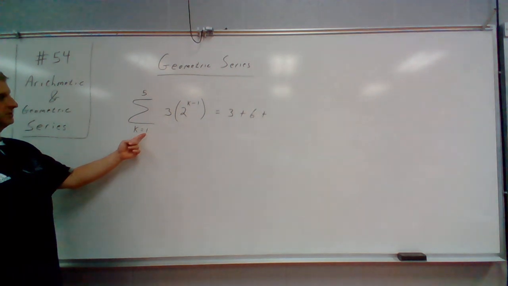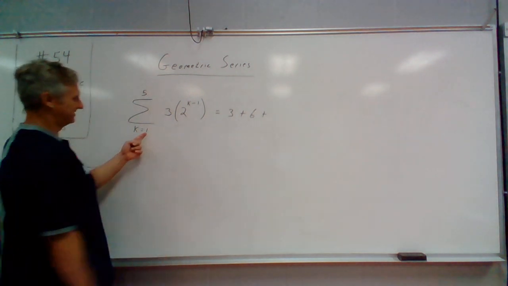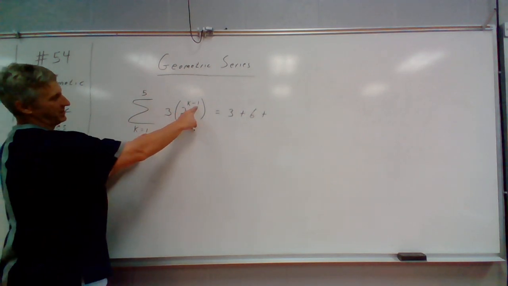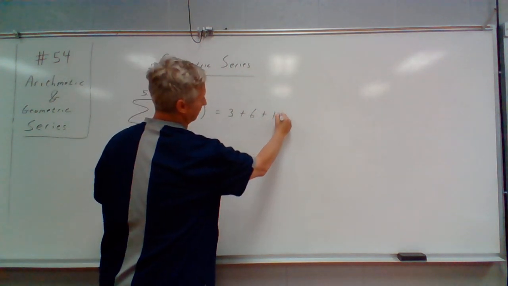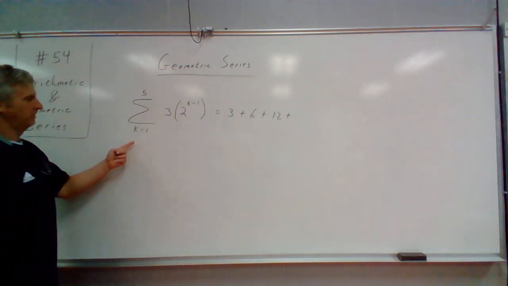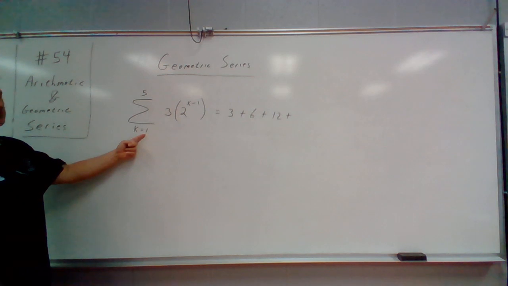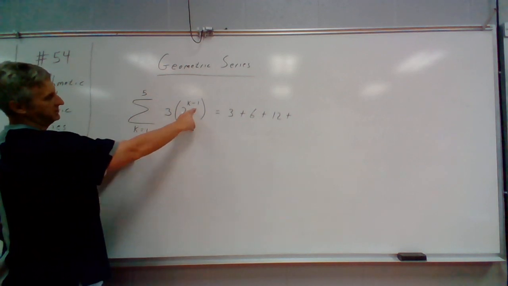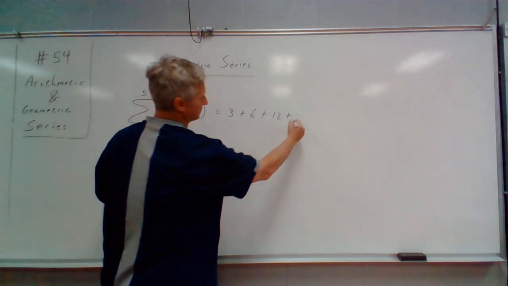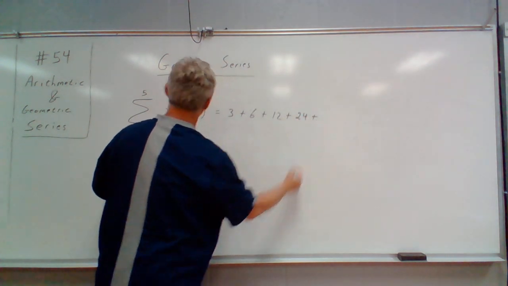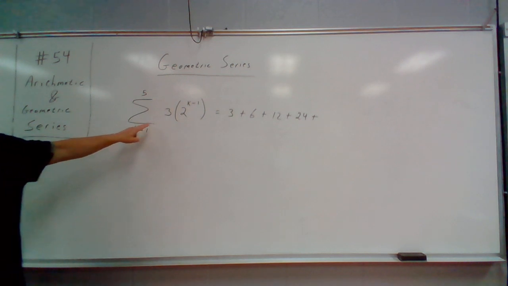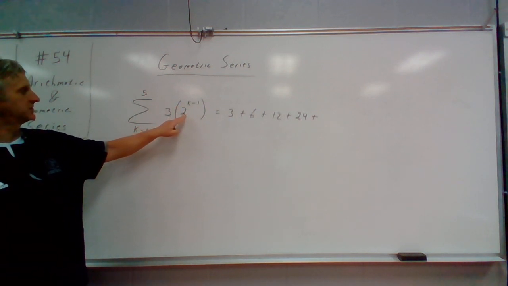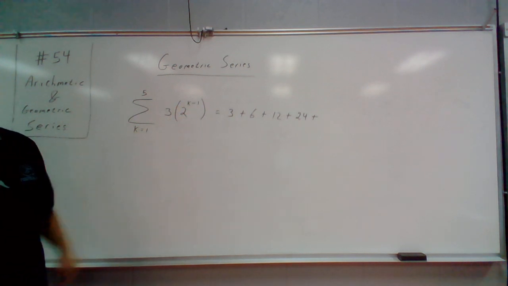Then k is going to be 3. 3 minus 1 is 2. 2 squared is 4. 3 times 4 is 12. Now my k is going to be 4. 4 minus 1 is 3. 2 to the third is 8. 3 times 8 is 24. Now my k is going to be 5. 5 minus 1 is 4. 2 to the fourth is 16. 16 times 3 is 48.